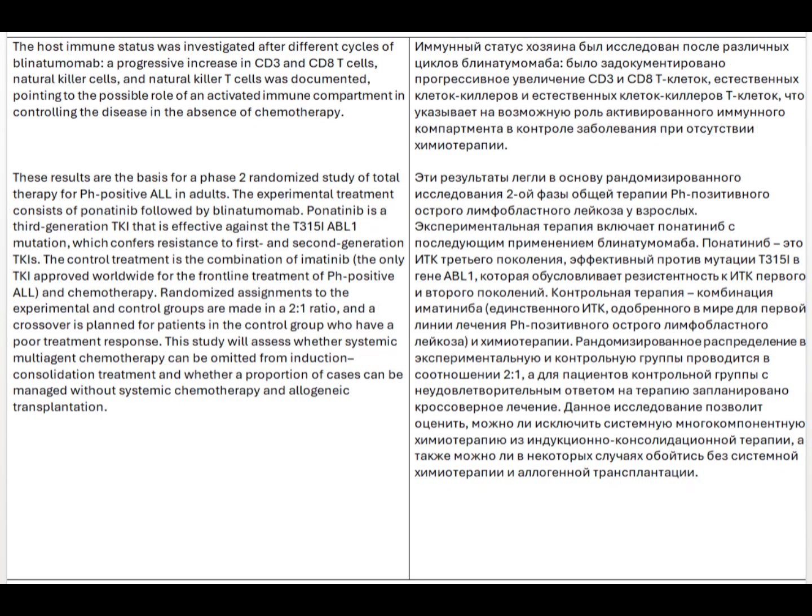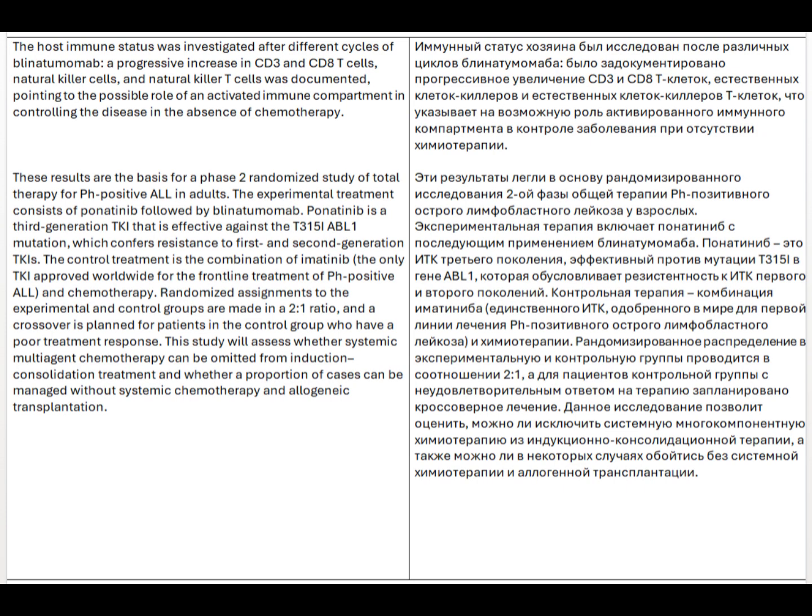The host immune status was investigated after different cycles of blinatumomab. A progressive increase in CD3 and CD8 T cells, natural killer cells, and natural killer T cells was documented, pointing to the possible role of an activated immune compartment in controlling the disease in the absence of chemotherapy.